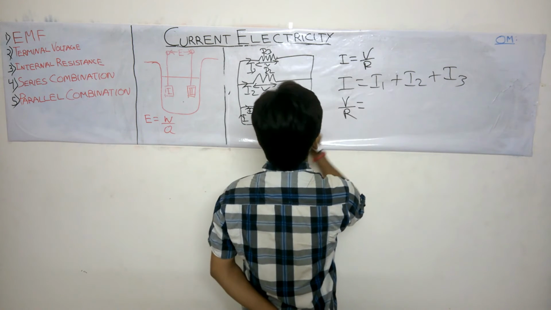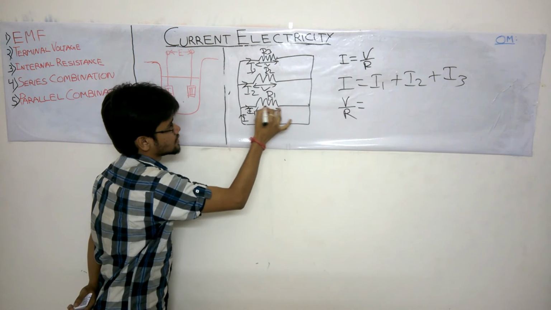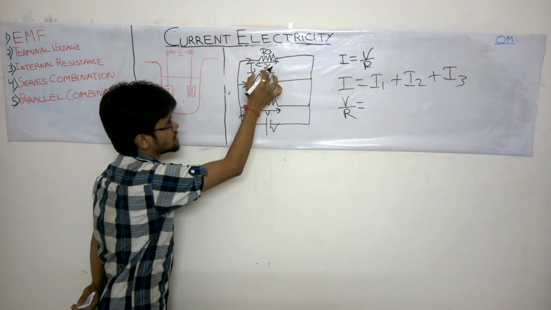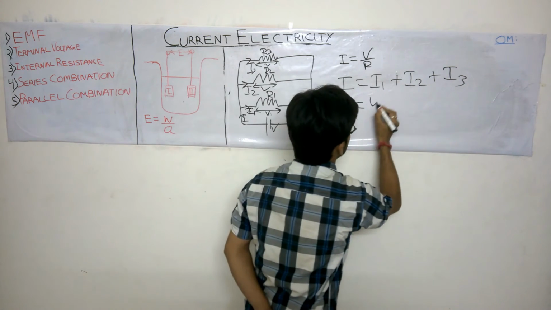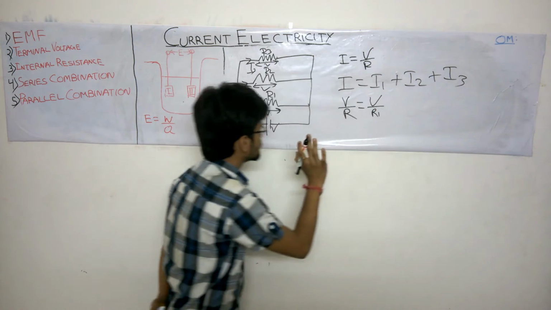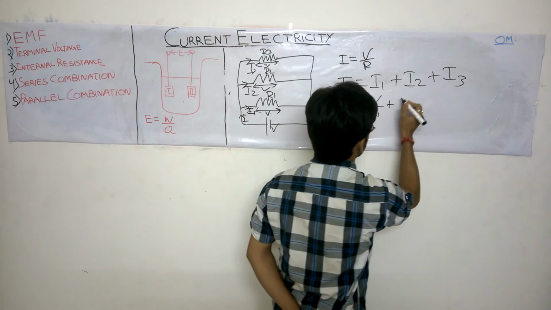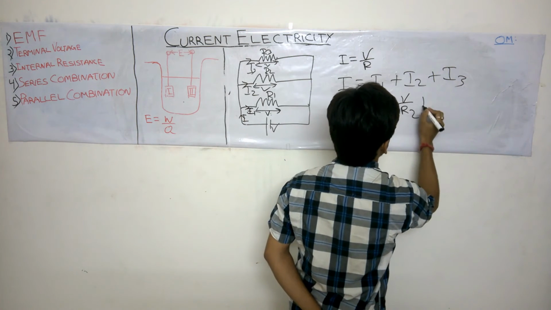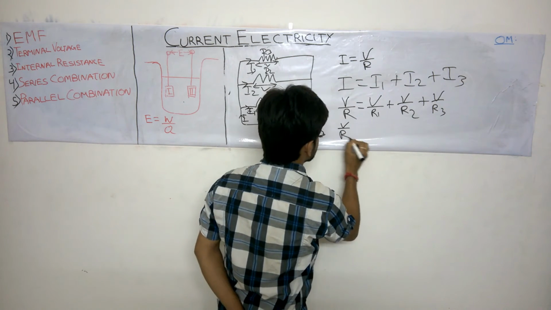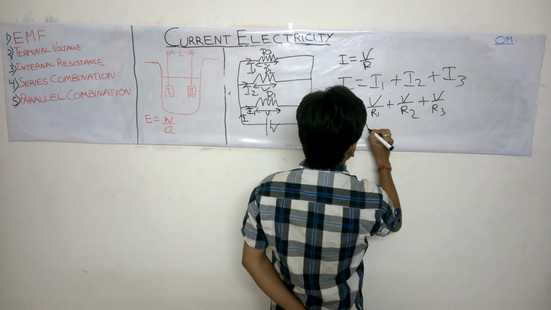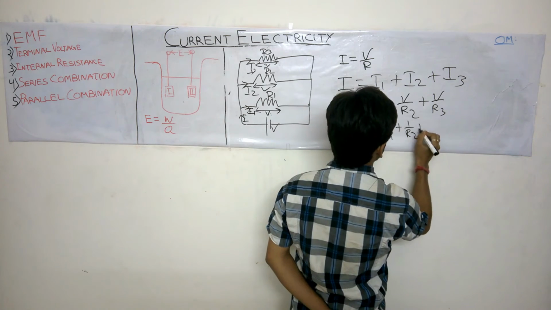Now since we know in every terminal we have this V same. Across each resistance we can see the voltage is same. Alright, what we will do? V by R. By Ohm's law we know that for R1 the resistance, voltage is same. Second we will take V by R2. Third one V by R3. Again we will take V common. We get 1 by R1 plus 1 by R2 plus 1 by R3.